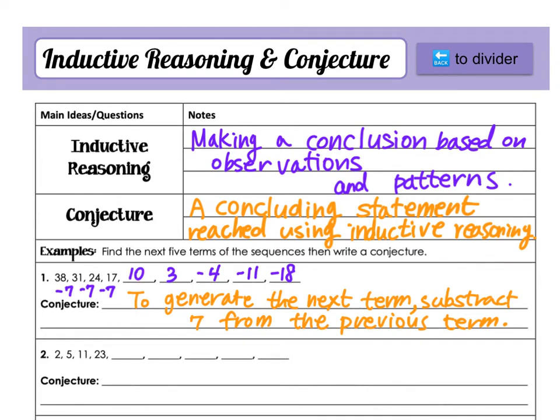Sometimes there can be more than one process. You just need to find a pattern or sequence and describe it. And sometimes totally different patterns exist. As long as you can justify it and write it in your conjecture, that is a correct answer.